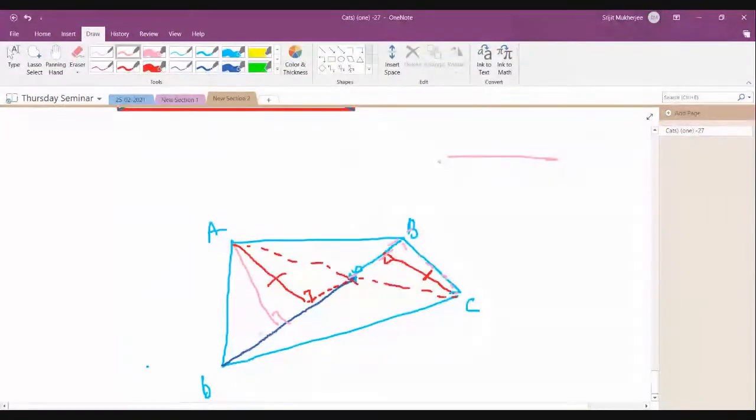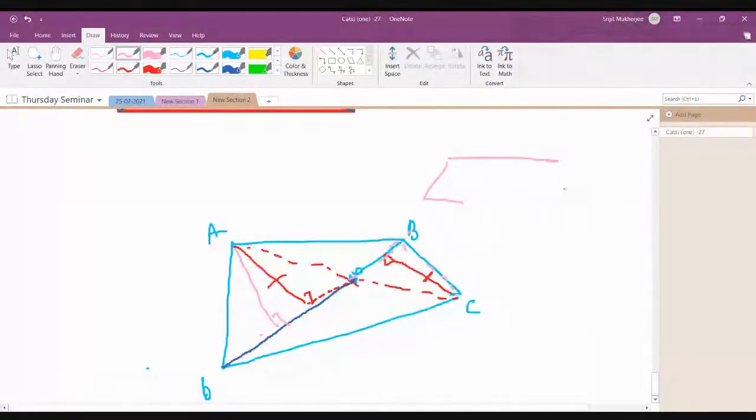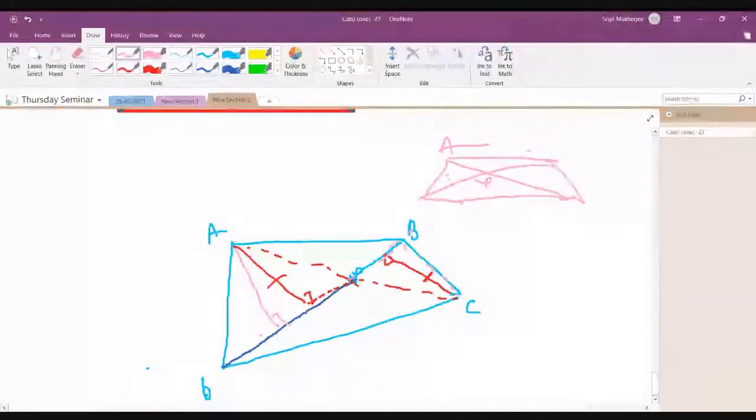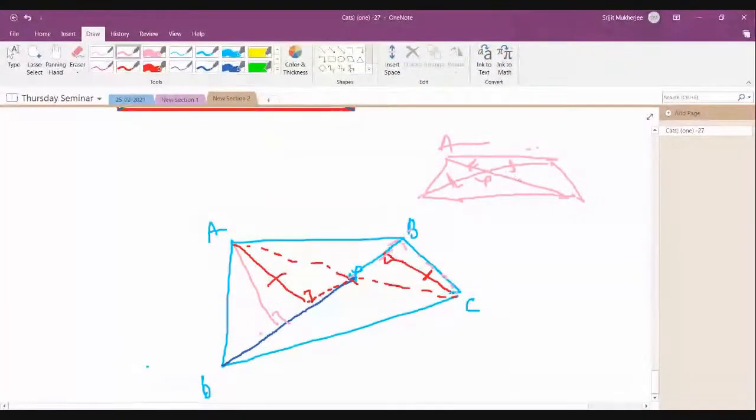Suppose we prove that P lies on the diagonals. Therefore, what is this P? P is the intersection of the diagonals. If P is the intersection of the diagonals, what happens? It implies that if this triangle is equal to this triangle, this must bisect and this must bisect. Therefore, all of them must have equal areas.